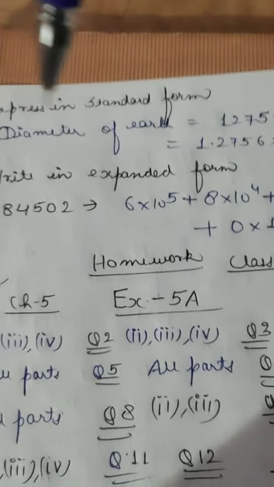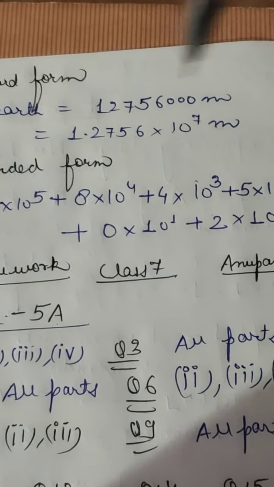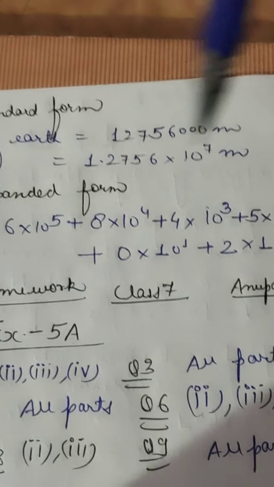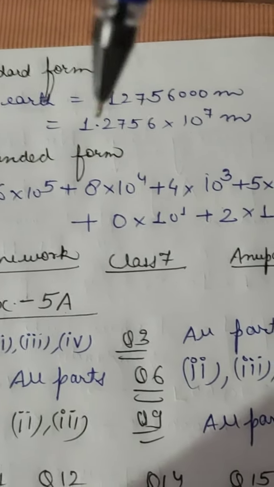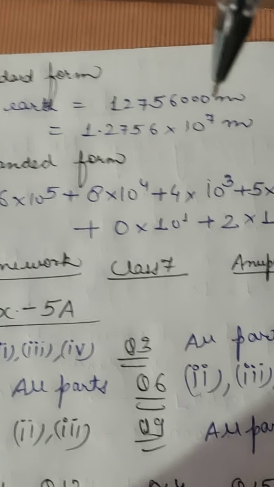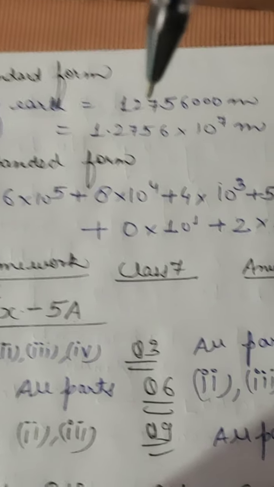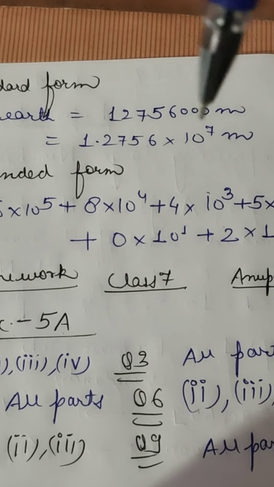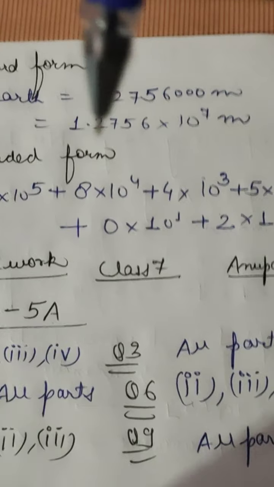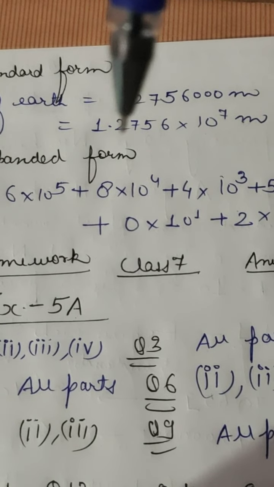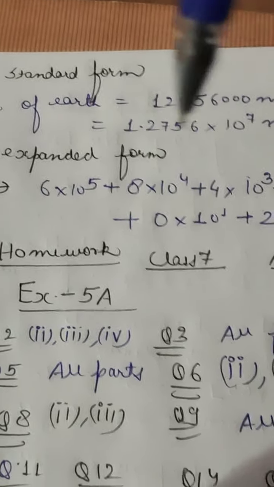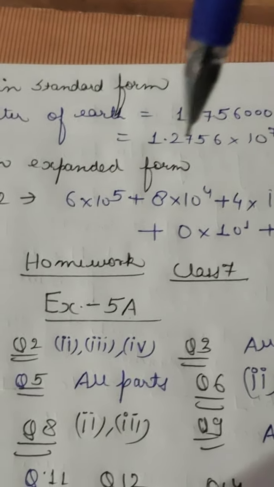Next one is, the diameter of earth is represented in meters as 12756,000. You have to represent this number in standard form. What you will do, first the decimal is present over here. You have to shift this decimal after 1. Then you will count from here 1, 2, 3, 4, 5, 6, 7. So what will be the answer? 1.2756 into 10 to the power 7. This is the required standard form representation.